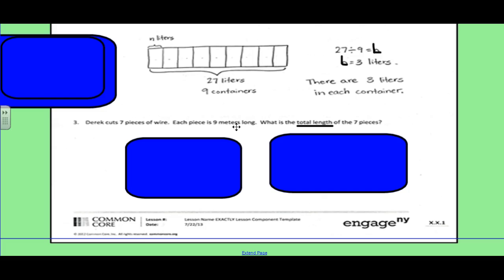So you're going to draw a tape diagram that represents this problem, and you're going to write an equation using the letter M to stand for the unknown. So I want you to push pause to do that.